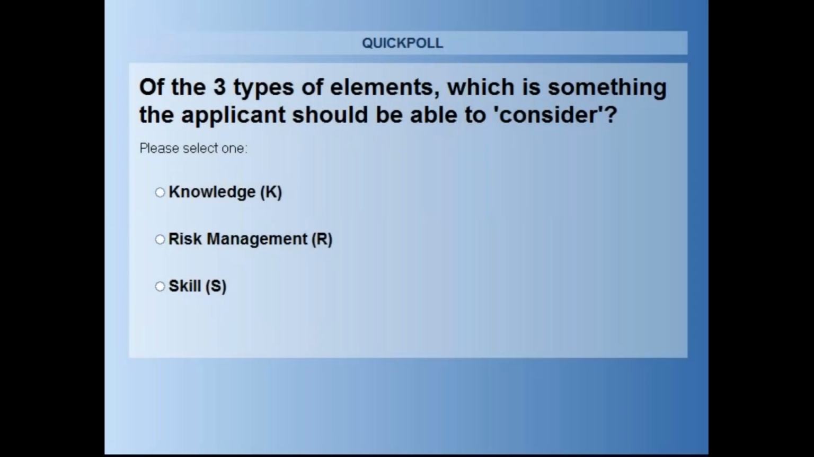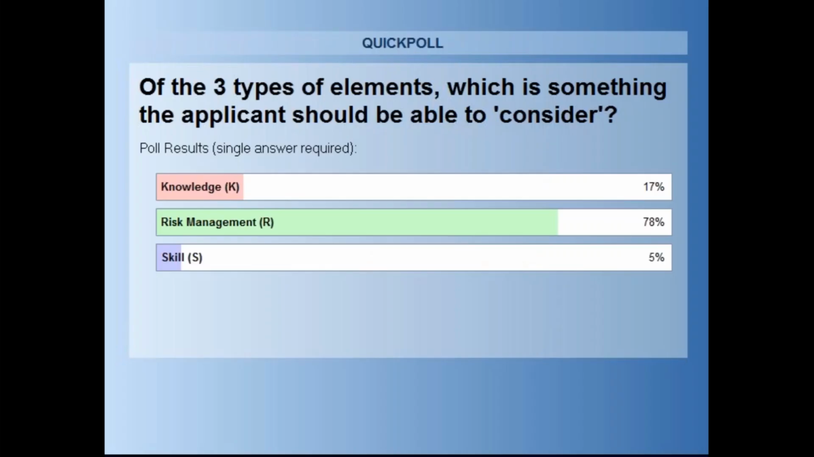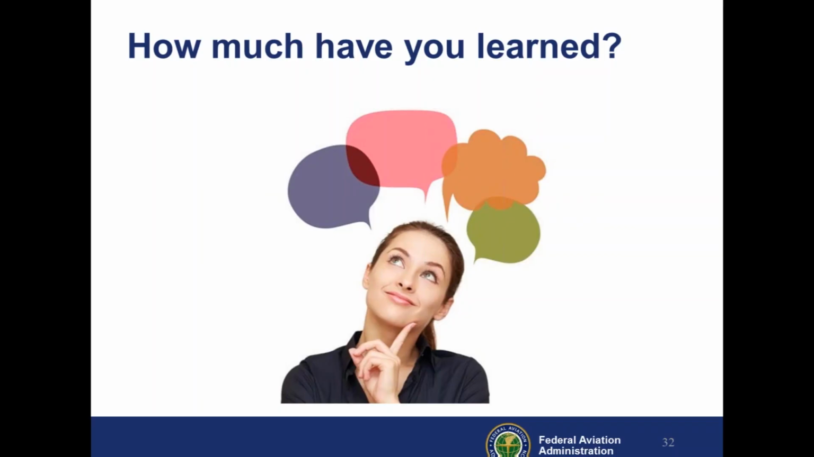There's 30 seconds, and we have almost 75% have participated. Thank you. I'm going to go ahead and close that poll. I'm going to share the results with all of you, and we'll talk about them just real briefly. So I think it's coming up on screen. So the question in general is, of the 3 types of elements, which is something that the applicant should be able to consider? And that is a risk management element. So great job. The K elements are something that the applicant should know. And then the S elements or skill elements are things that the applicant should be able to do. Just kind of an easy way to remember how those different elements behave.